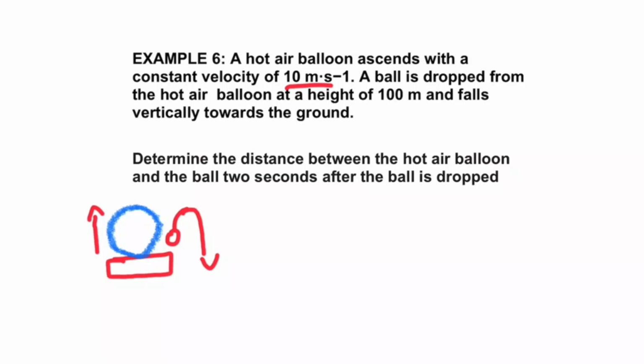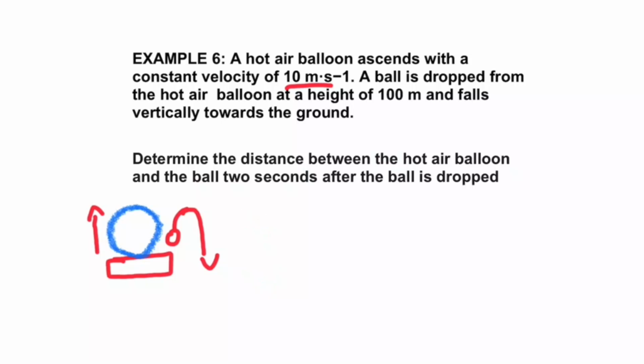So we will find the displacement of the hot air balloon. After finding the displacement of the hot air balloon, we will find the displacement of the ball. And then with those two values, we're going to be able to find the distance between the ball and the hot air balloon. Let's go ahead and start with the displacement of the balloon.